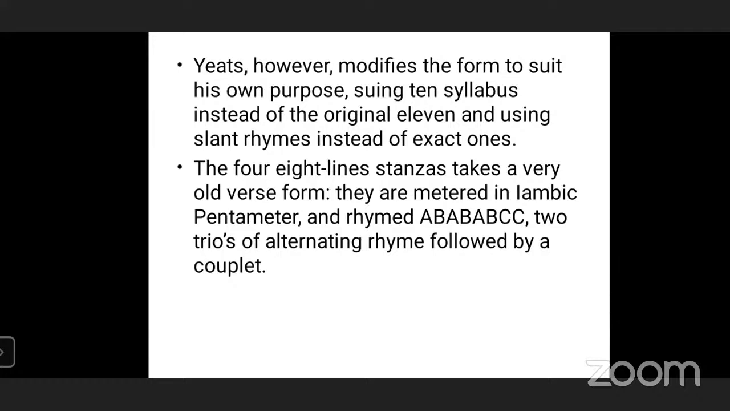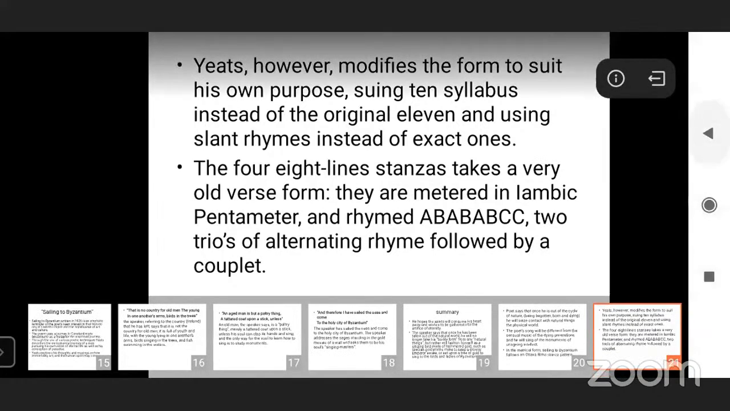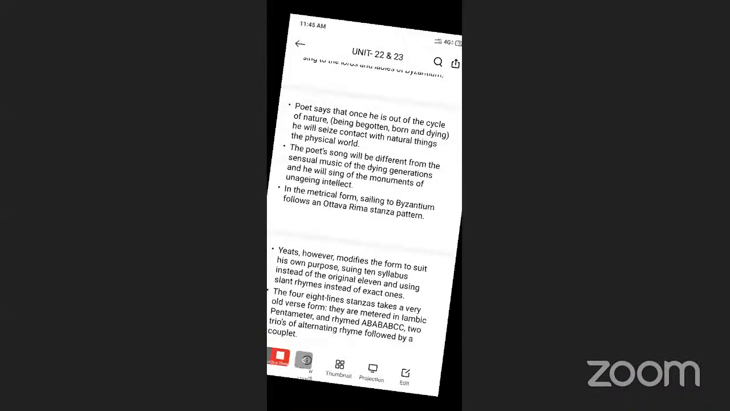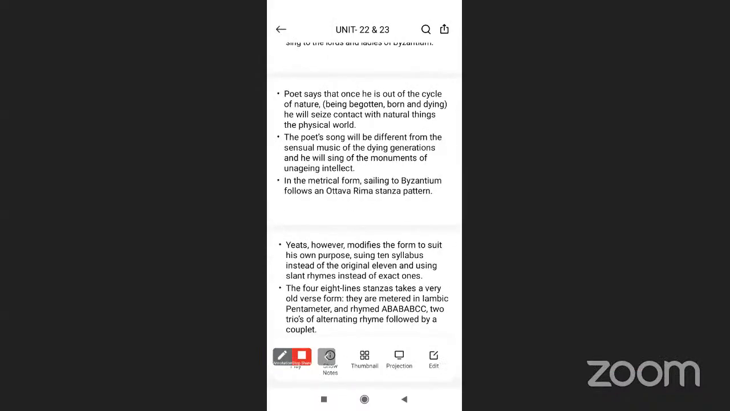So this is all about the two texts that we have talked about.